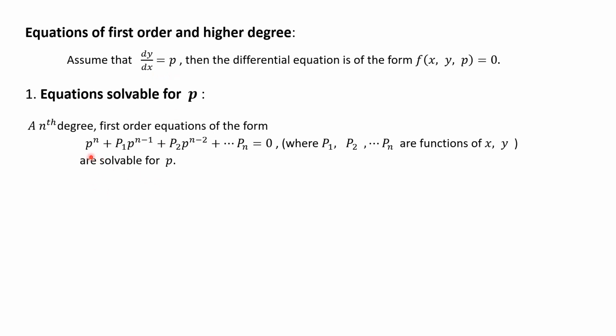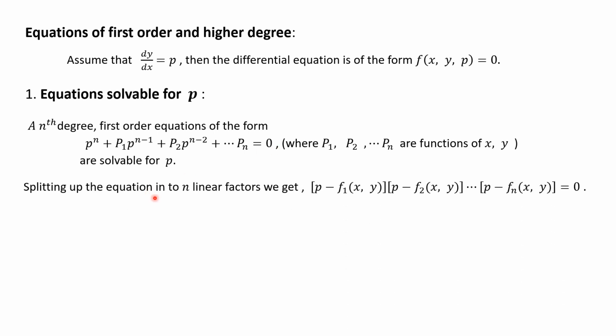Now here clearly it is an equation of nth degree in p. So I can say it is solvable for p. So first of all we have to factorize it. Obviously there will be n factors. So let me split this up into n linear factors. So we will get p minus f1 of x comma y into p minus f2 of x comma y, etcetera, p minus fn of x comma y equal to 0.